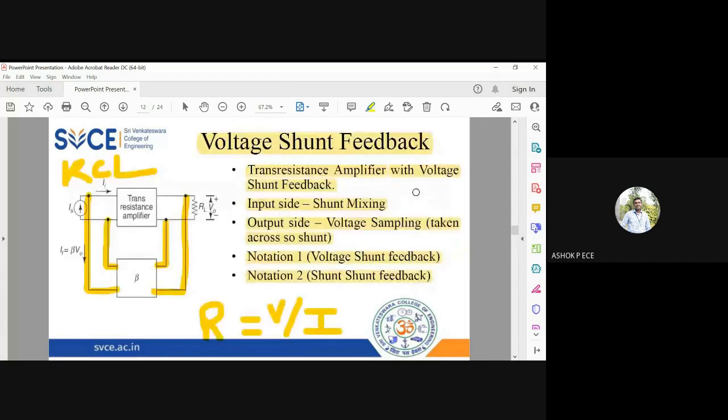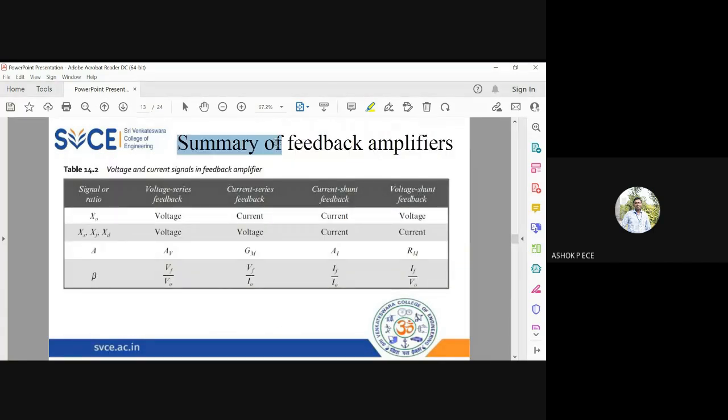So now this is a summary of the 4 types of feedback amplifiers. See here, voltage series, current series, current shunt, voltage shunt. What is the output I am sampling? X naught. Voltage series, so I am sampling voltage. Current series, so I am sampling current. Sampling is at the output side. Current shunt, so I am sampling current. Voltage shunt, so I am sampling voltage.